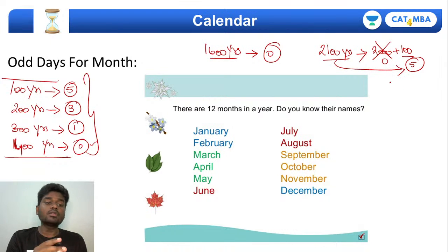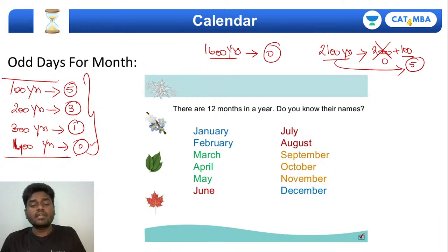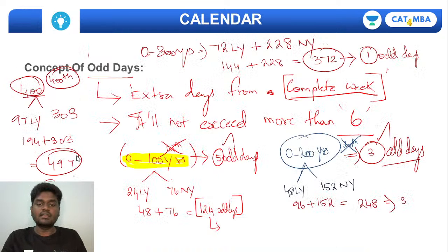So if you really know the number of odd days for 100, 200, 300, and 400 years respectively, then you can find the number of odd days for n number of years. That is really, really important. This is the main intention. I've taken all these calculations to show how we got the number of odd days for the respective 100, 200, 300, and 400 years. I hope it is clear for everybody.